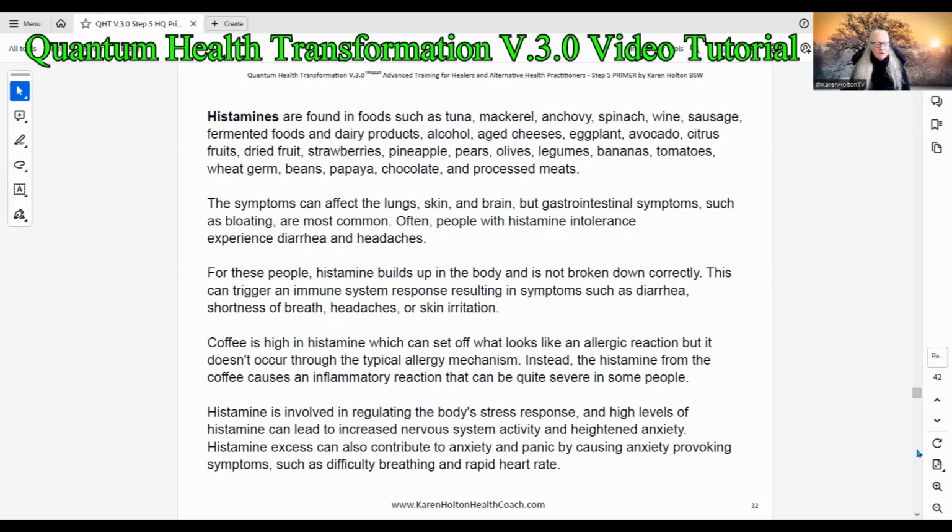Instead, the histamine from the coffee causes an inflammatory reaction that can be quite severe in some people. Histamine is involved in regulating the body's stress response, and high levels of histamine can lead to increased nervous system activity and heightened anxiety. Histamine excess can also contribute to anxiety and panic by causing anxiety-provoking symptoms such as difficulty breathing and rapid heart rate.